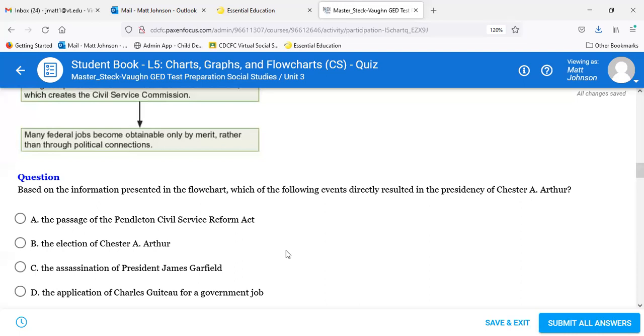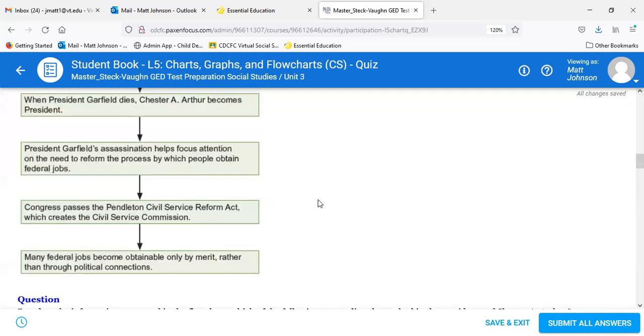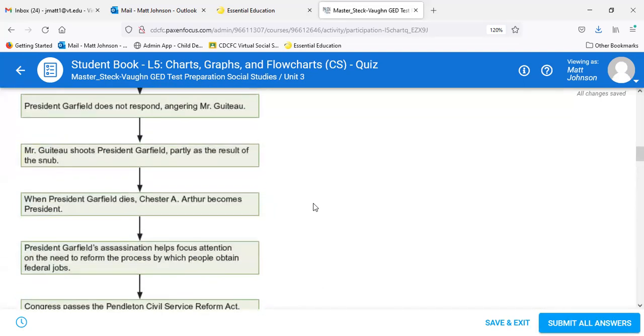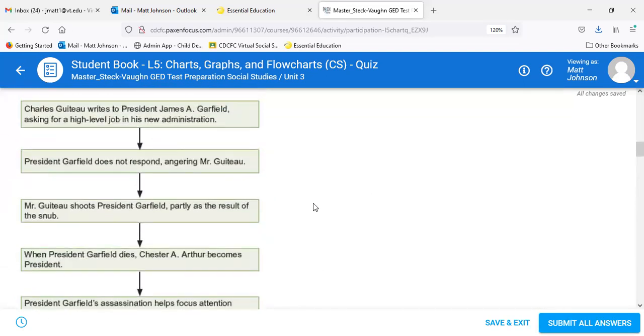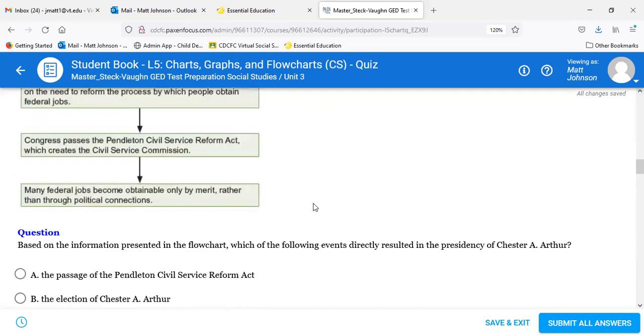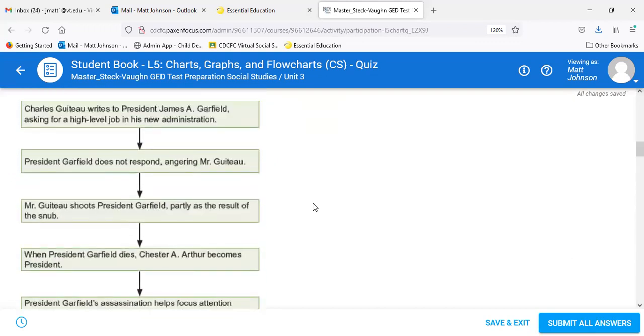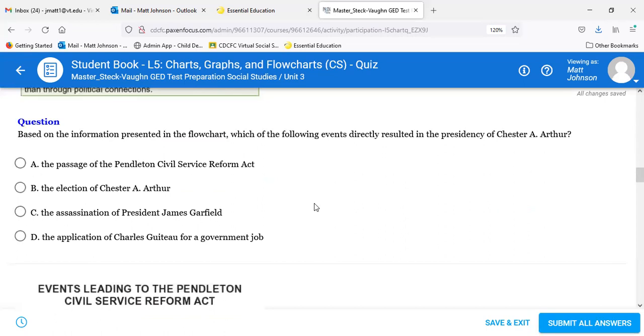B, the election of Chester A. Arthur. C, the assassination of President James Garfield. D, the application of Charles Guiteau for the government job.